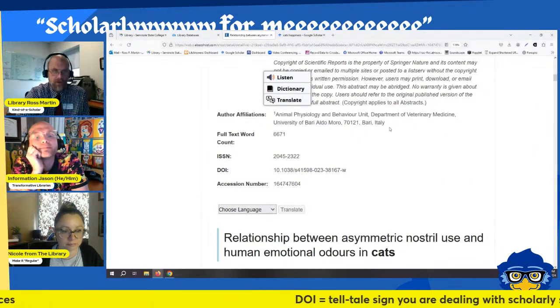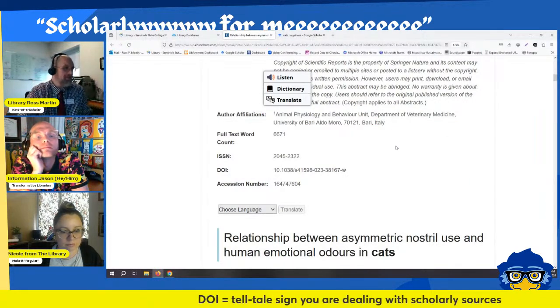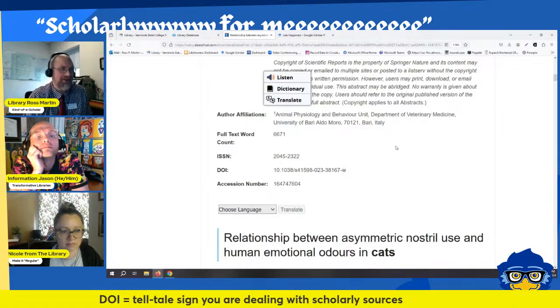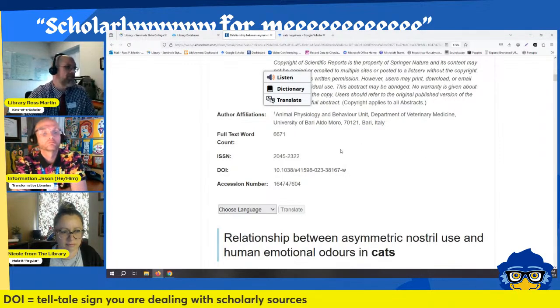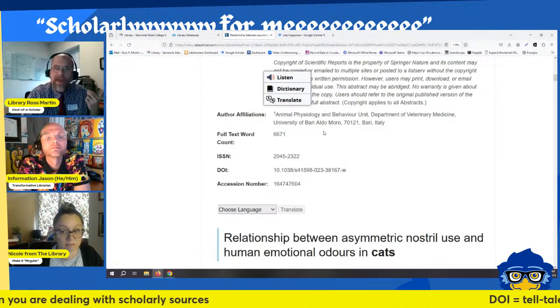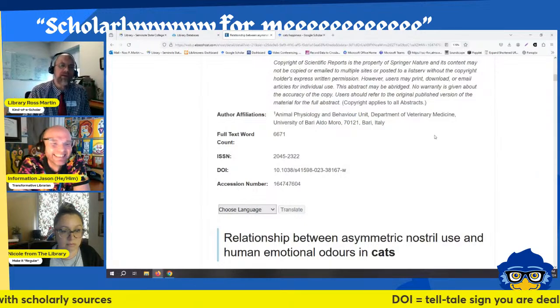Like I can see at least one of the authors is in the animal physiology unit of the Department of Veterinary Medicine at the University of. They have their credentials listed right there, so we know.